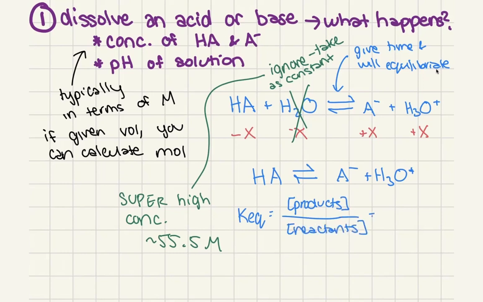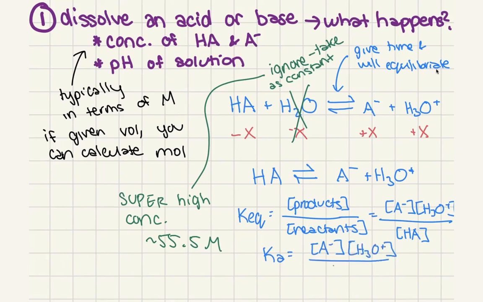And in this case, that would be our A minus, or conjugate base, times our proton concentration all over our HA. So this is our equilibrium constant. And remember that in the case of an acid dissociation, this is also equal to our Ka. So we can say that the Ka is going to equal the concentration of A minus times H3O plus all over HA. Okay, so we can write this equation.